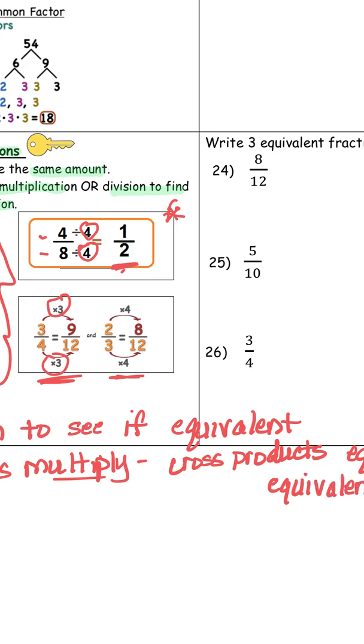Okay, so for these here, 24, 25, and 26, you're going to write 3 fractions for. So you're going to write 3 separate fractions for 8/12. You can divide if you want, you can multiply if you want, whatever lends itself, and you're going to write 3 separate fractions for each fraction that's listed. You're going to be writing equivalent fractions.